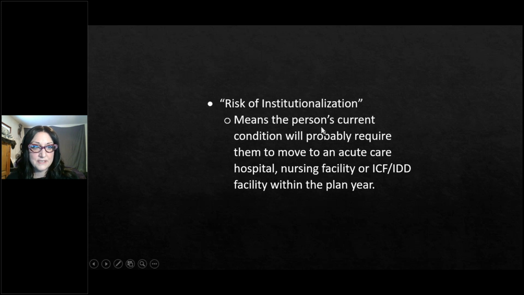A risk of institutionalization means the person's current condition will probably require them to move to an acute care hospital, nursing facility, or ICF IDD facility within the plan year. So there were some questions there about 30 days regarding when a person would possibly enter. So here you have within the plan year. Okay, so it's a guideline. So within the plan year. Okay.